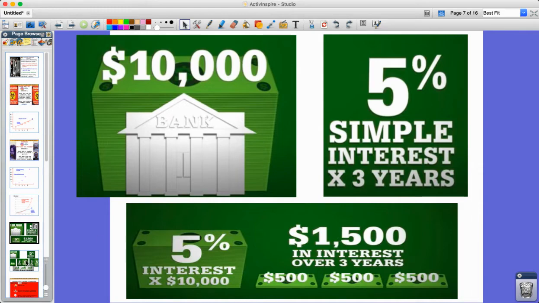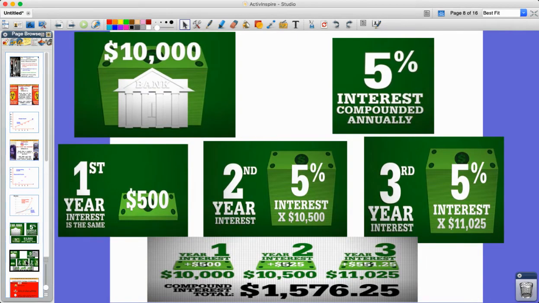But let's see how compounding interest works, okay? You take the same $10,000 investment and you put it in a bank account. In that account, you're now getting 5% compounded annually, which means that your money is going to make money on your money. I know that sounds confusing, but let's see how it looks, okay? So in year one, you make the same $500 that you made in the simple interest, okay? But here's where it gets different.